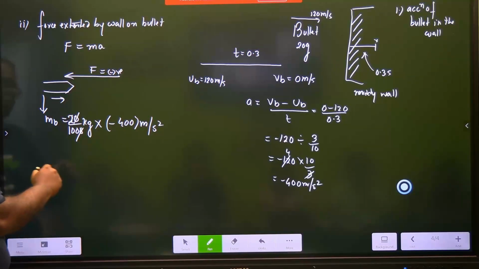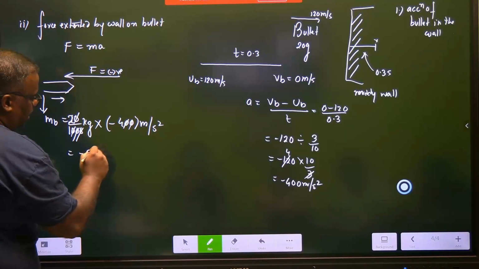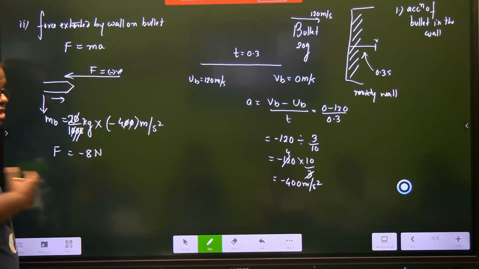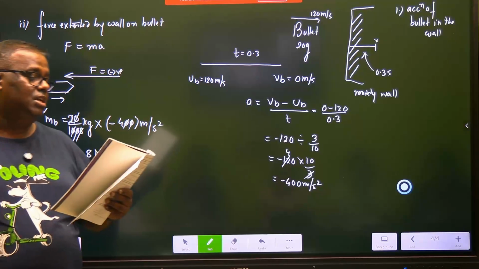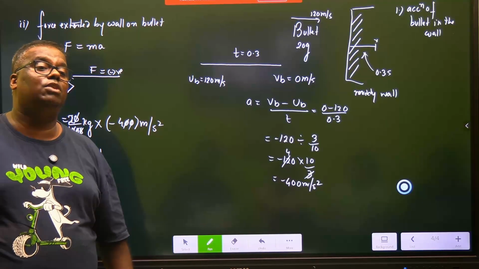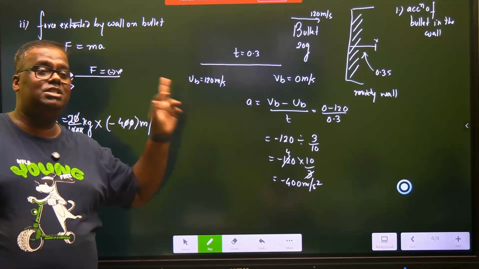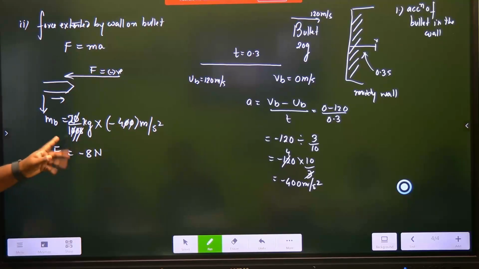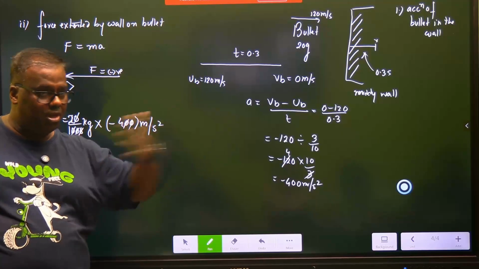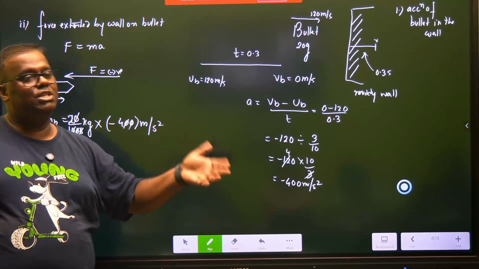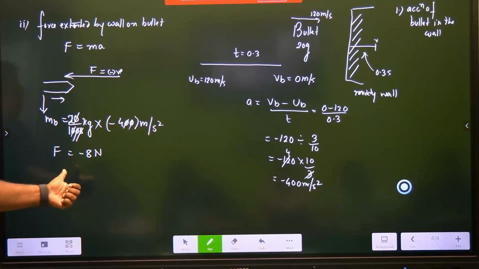Agreed? This and this gone. What happens? This and this also gone. So how much am I facing? Negative 8 Newton is the force I am facing. That means, now look what the question is. The question is, find the force exerted by the wall on the bullet. So I will write, no, the force exerted by the wall on the bullet is 8 Newton. You are solving the problem from the bullet's perspective. So the bullet is facing negative 8 Newton because the force is coming opposite. So we will say the wall is exerting a force of 8 Newton. So you got negative 8. Did you understand this? Is this clear with all?